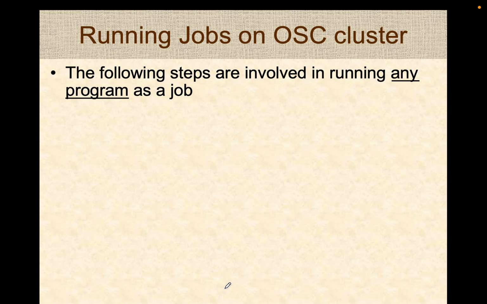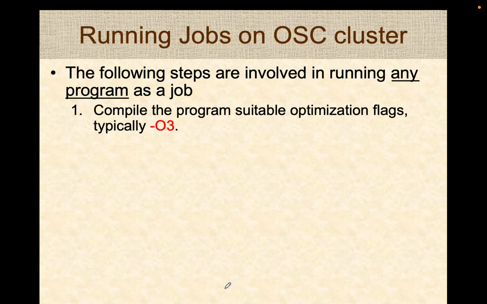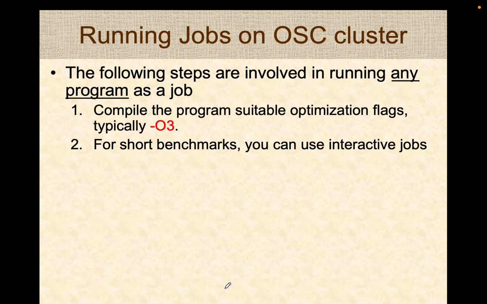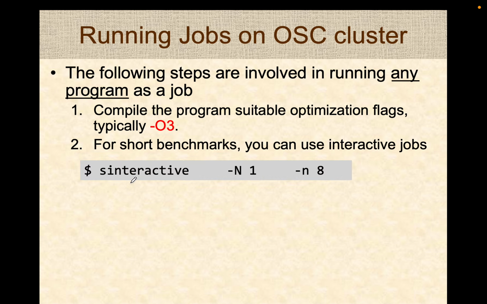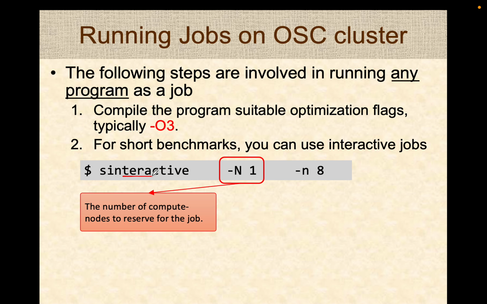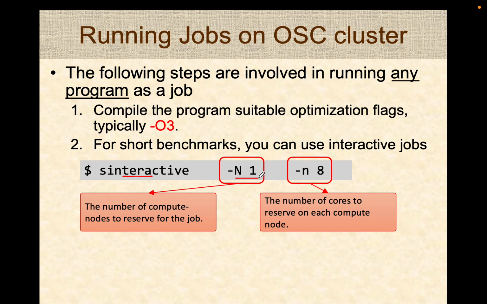When you're running a benchmark on a cluster, the typical steps will be to compile the program using suitable optimization flags. Typically, we'll use -O3. For short benchmarks, we will use interactive jobs on the cluster just to ease the process of benchmarking. So to start an interactive job, you'll use the sinteractive command, and then you will specify the number of compute nodes you will need. Typically, we'll just use 1 compute node for now. And then you'll also specify the number of cores to reserve on each compute node. Typically, we'll reserve 4 to 8 cores for some of the benchmarking work that we will do.